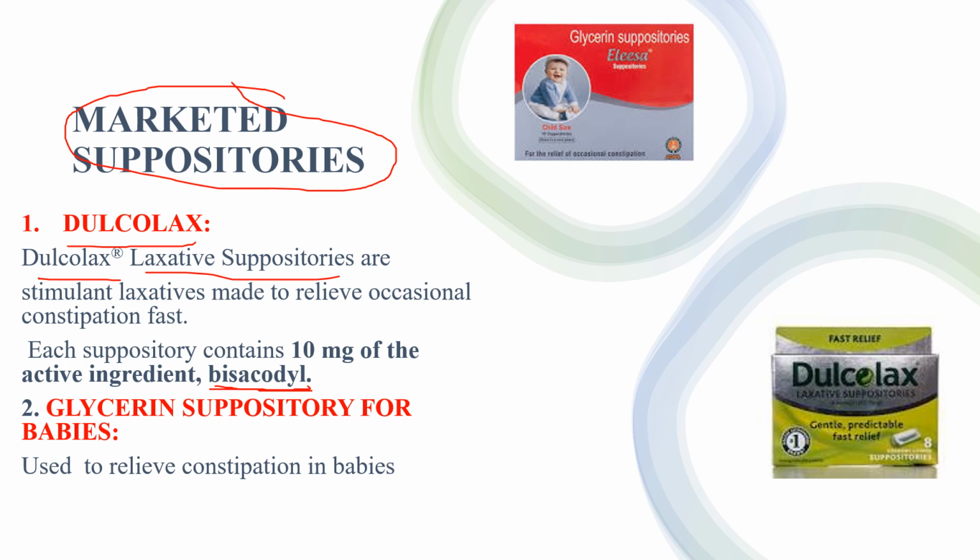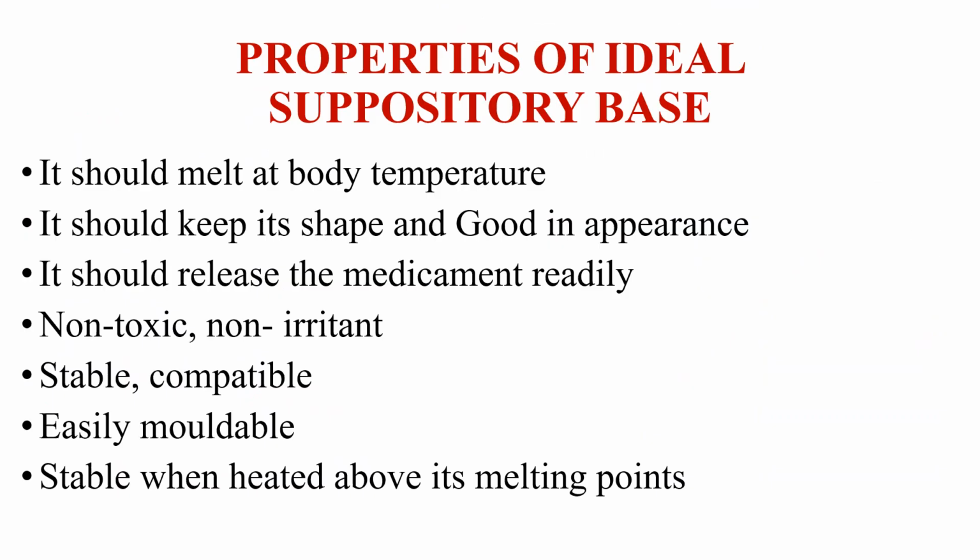It is going to act as a stimulant laxative. It relieves constipation, and each suppository contains 10 mg of the drug. What is the drug? Bisacodyl. Now the second suppository is for babies, as I said initially, glycerin suppository. Glycerin suppositories for babies. This is also used to relieve constipation in babies. So what are the two examples of marketed suppositories? Dulcolax and glycerin suppository for babies.